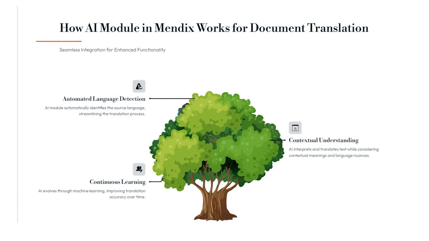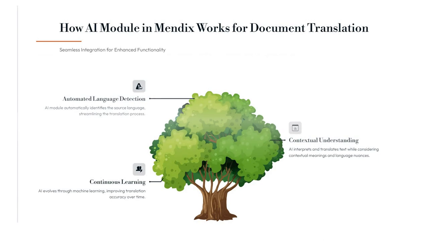Coming to continuous learning, AI evolves through machine learning. Day to day, it improves the translation and the accuracy, and also provides it on time. Moving on to contextual understanding, AI interprets and translates text while considering contextual meanings and language nuances. So it understands the text and also translates it accurately to the target language.